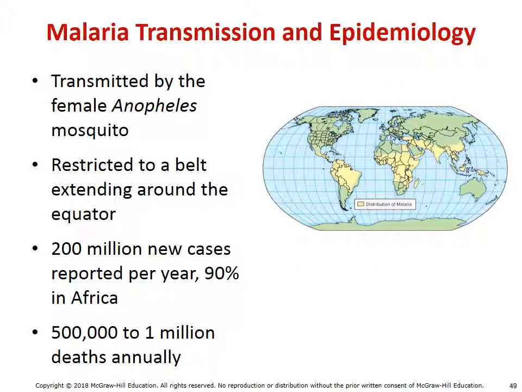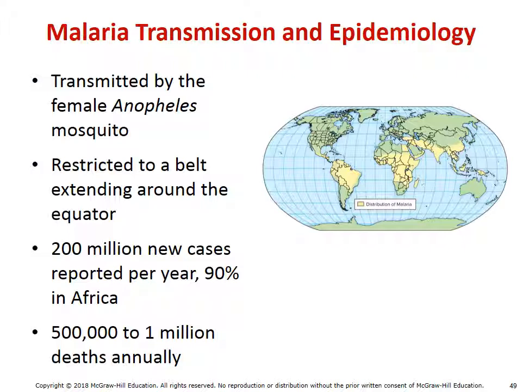So what carries this? Well, this is specifically carried by the Anopheles mosquito. The Anopheles mosquito is typically found around the equator, and as a result, malaria cases tend to stay in these regions. But one of the things to understand is the sheer frequency of these cases. Every single year, there will be 200 million new cases, with around 90% of those occupying just Africa. In terms of deaths, we see around 500,000 to 1 million deaths annually.